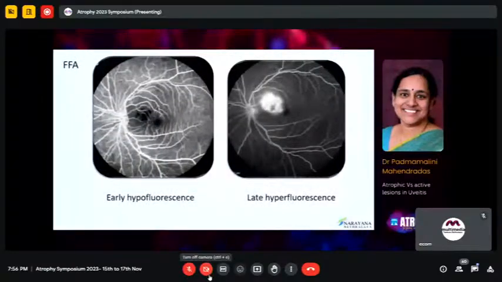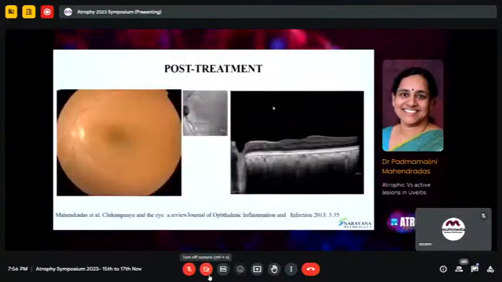FFA shows early hypofluorescence with late hyperfluorescence. Following treatment, we could see the complete resolution of the retinitis with improvement of visual acuity to 6/6. However, anatomically, we could see thinning of the nerve fiber layer of the retina.